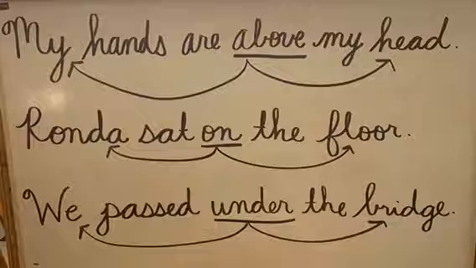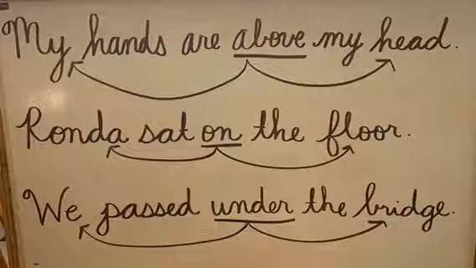The reason is because I have the arrows. Your pronoun in the sentence is my, and your noun in the sentence is head. So above is showing you the relationship between my and head. If we did not have the word above inside the sentence, it would say my hands are my head. And that wouldn't make sense. So by adding the preposition above, it's showing you the relationship that your hands have with your head.